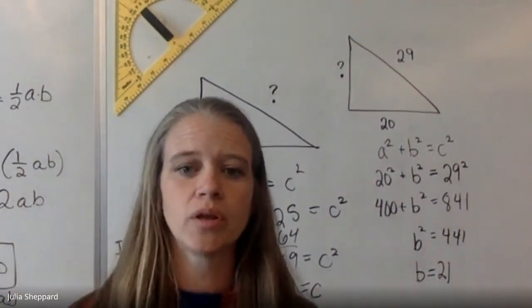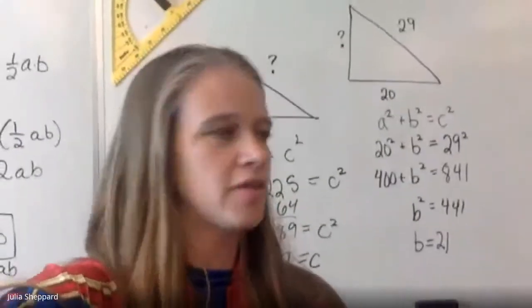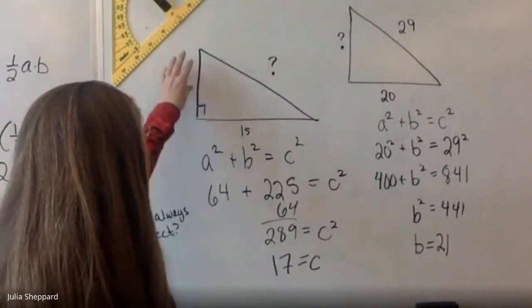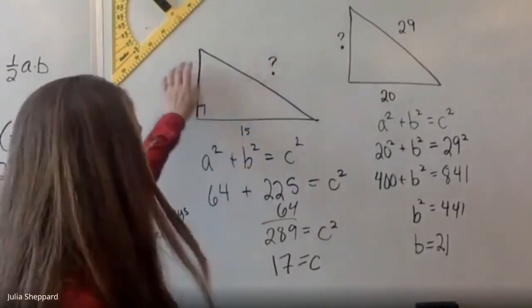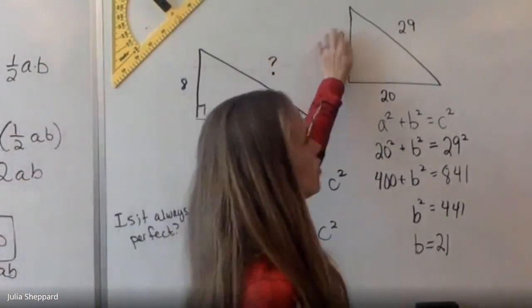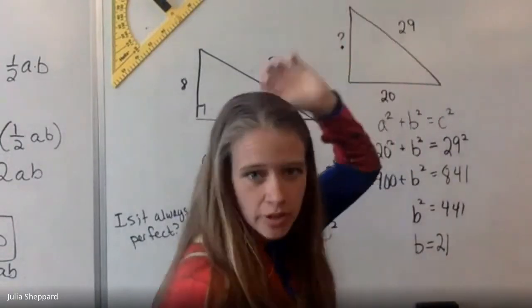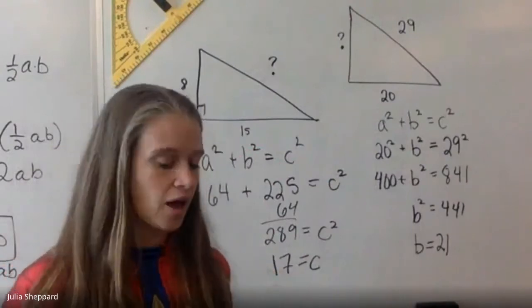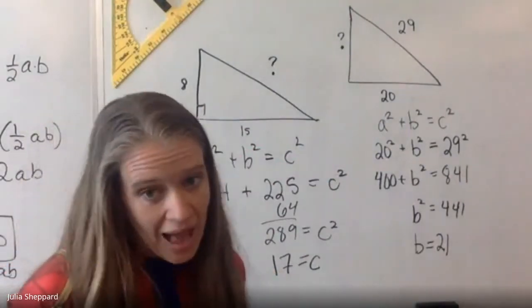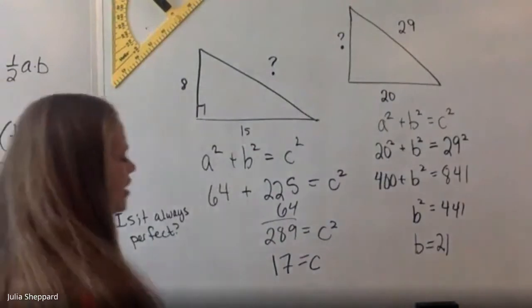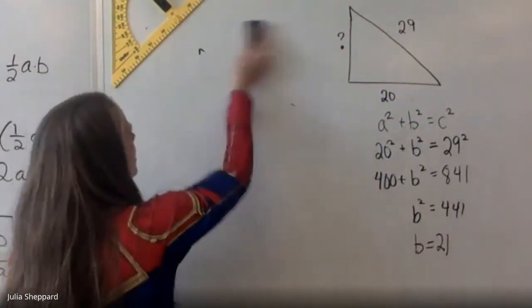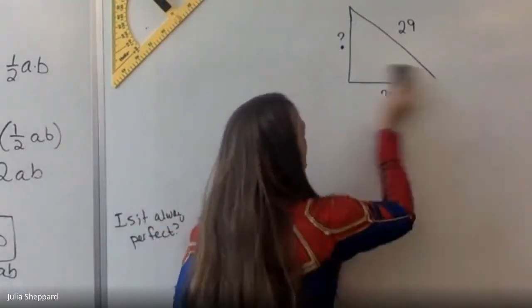If you're taking a real measurement of something and really trying to find the diagonal, you're not going to get these beautiful numbers, 8, 15, 17, 20, 21, 29. These are actually called special numbers. They're called Pythagorean triples. And there are tons of them where they actually work out to whole numbers. But in reality, in your real life, you're not going to get those. So I'm going to give you an example. I'm just going to draw a random triangle and see what happens, okay?